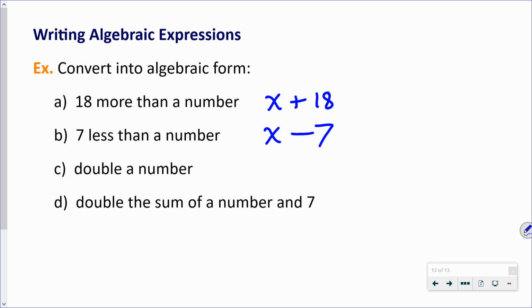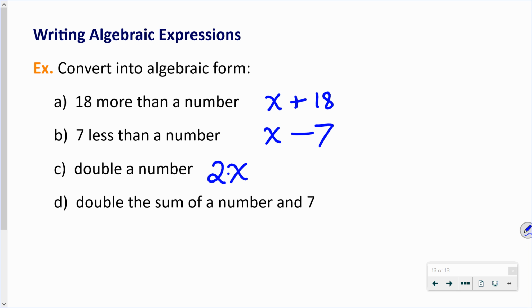The next example says double a number. So I'm going to take a number, as I've said, try to start with that. And then to show that I am doubling it, I could write times 2, or I could add it to itself. So we've got a couple of options for that. I'm going to go ahead and show it as times 2 by putting a 2 right in front of my x, knowing that the number touching a variable does mean multiplication.